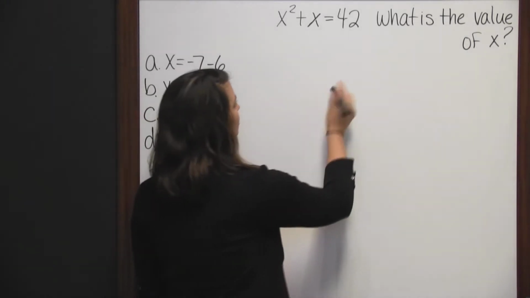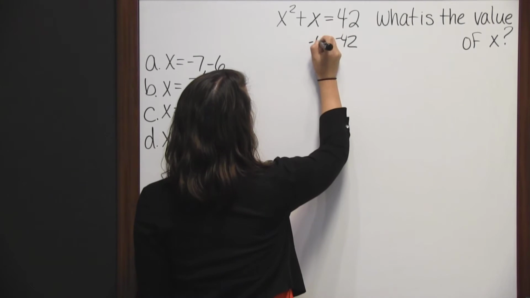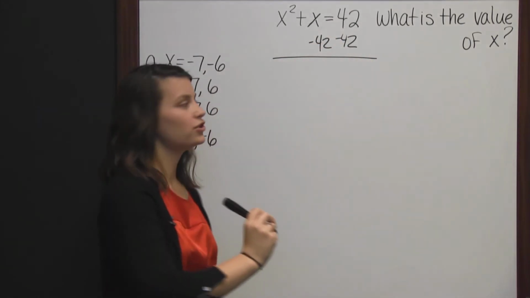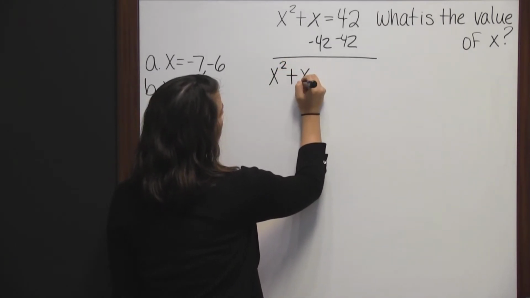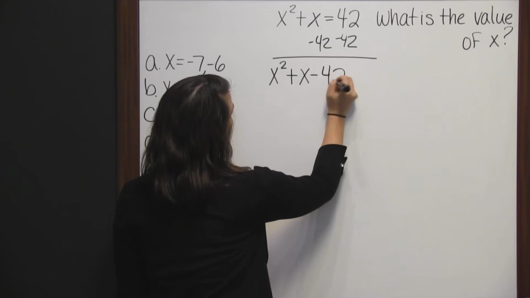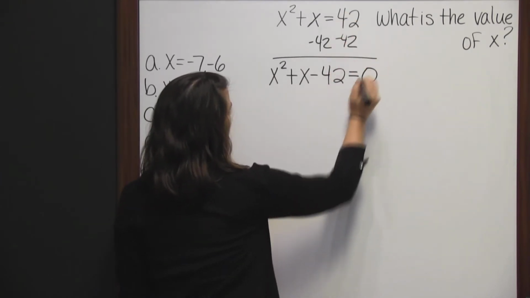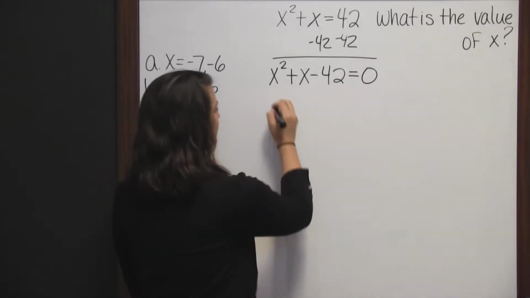If I want to factor, then the first thing I need to do is move this 42 to the other side. So subtract 42 from both sides of the equation. So I have x squared plus x minus 42 equals 42 minus 42, which is 0. Now I'm ready to factor this trinomial.